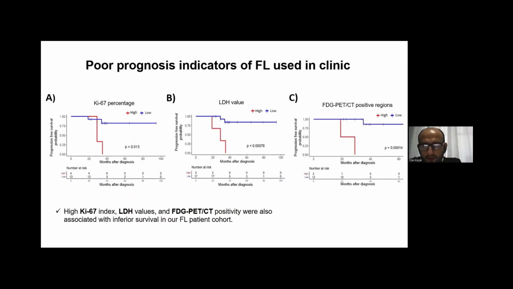For follicular lymphoma, there are some already established prognostic indicators that are already used in the clinic, for example the Ki-67 index, LDH values, and FDG PET-CT positivity. So in our cohort also, we checked whether these poor prognostic indicators can predict inferior prognosis or not. And as you can see, a high Ki-67 index, which is an indication of high proliferation, a high LDH value, and a high number of PET-CT positive regions were associated with poor survival.